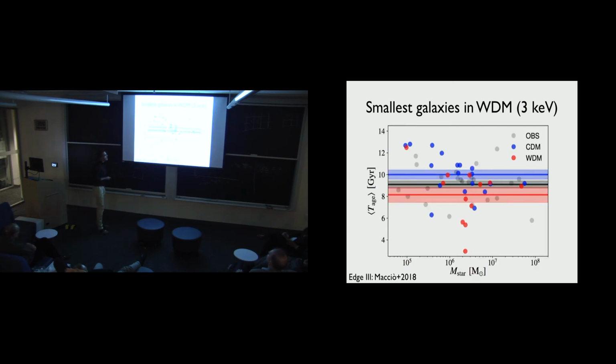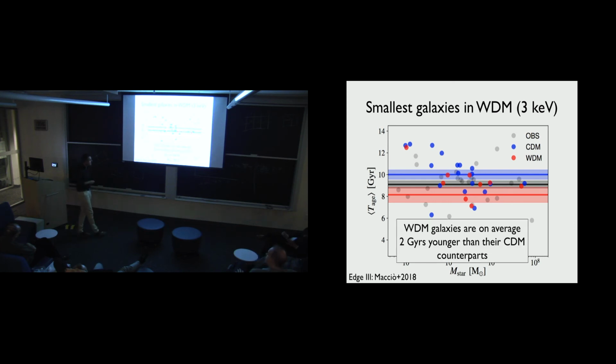But then we found that in one specific plot, they start to separate. This is the one where you have, as a function of the stellar mass of the galaxy, the average age of its stars. You have 3 lines: blue for cold, red for warm, and this black one is for the observations. And what you find, if you just look at the difference between red and blue, is that warm dark matter galaxies are on average 2 years younger than cold dark matter. That's an interesting effect, and one can hope to use it to distinguish the 2 models.